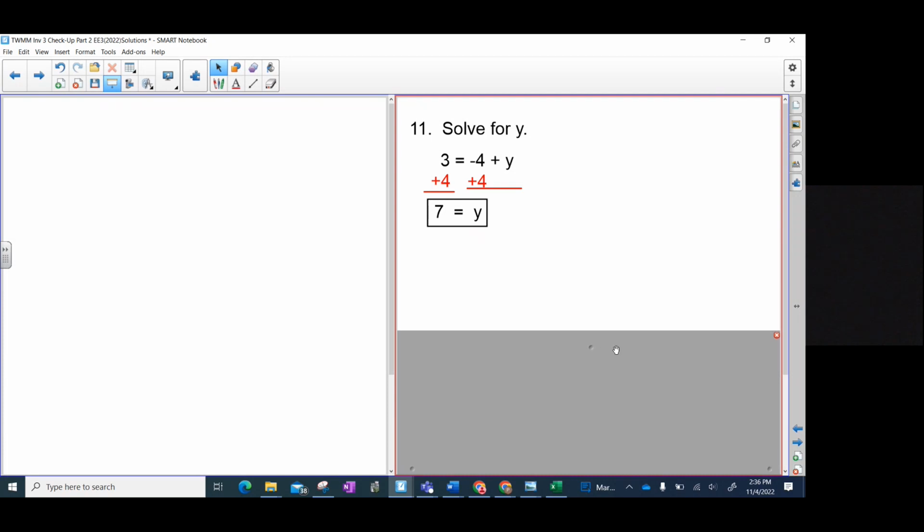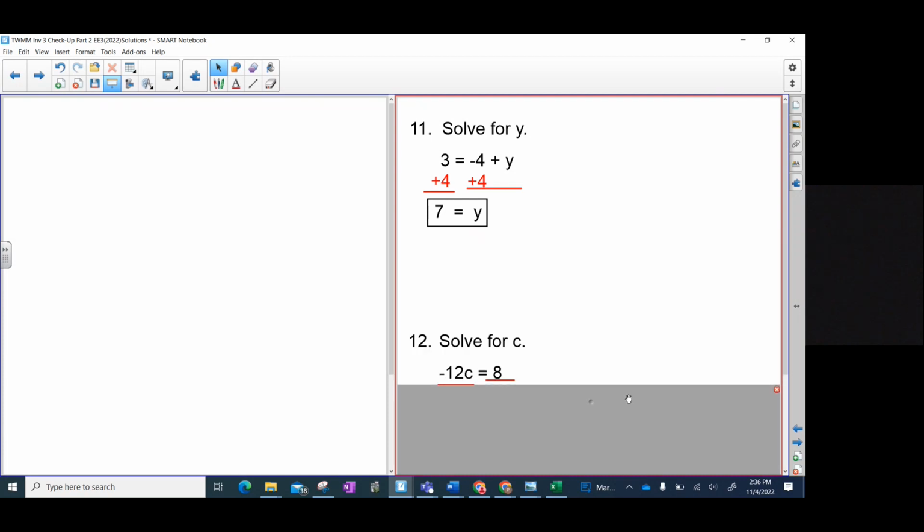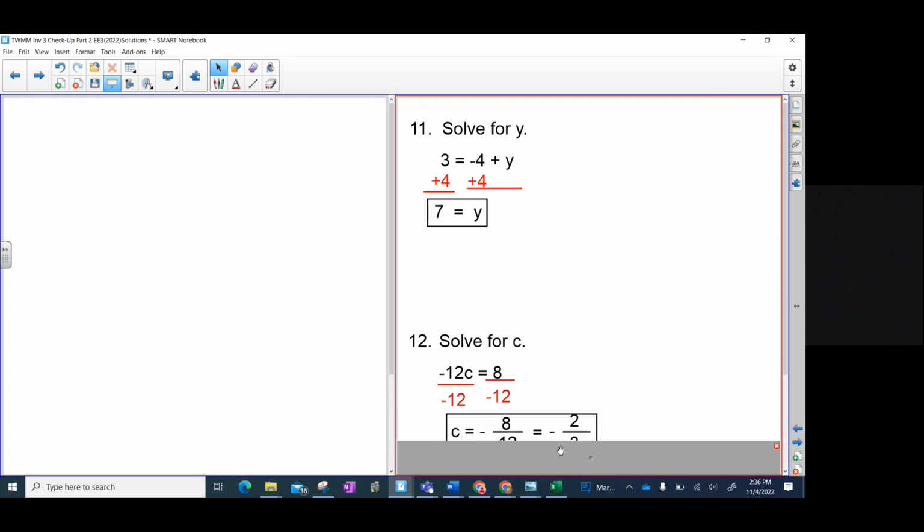Number 12, we're going to solve for c. For this one, we have -12c is equal to 8. We have a number next to a variable. That's its coefficient, and that means that we are multiplying -12 times c. To get rid of a multiplication, we need to divide. So we're going to divide both sides by that -12. When I get done, I just end up with -8 over 12. But then I need to simplify that, divide top and bottom by 4, and you get -2/3.